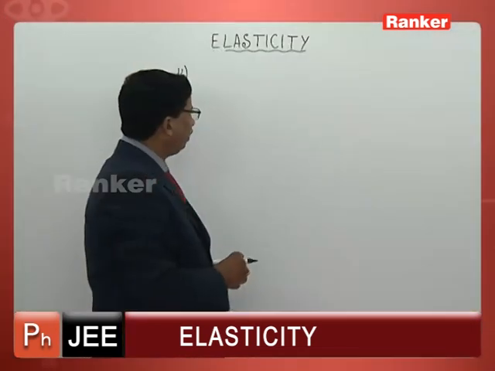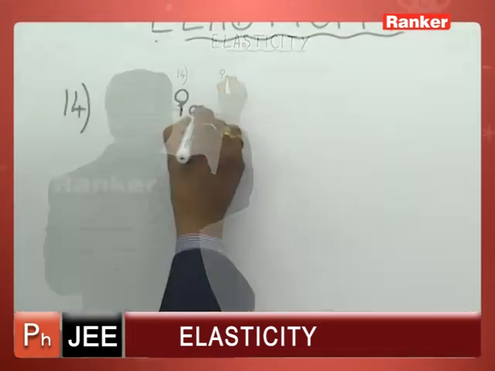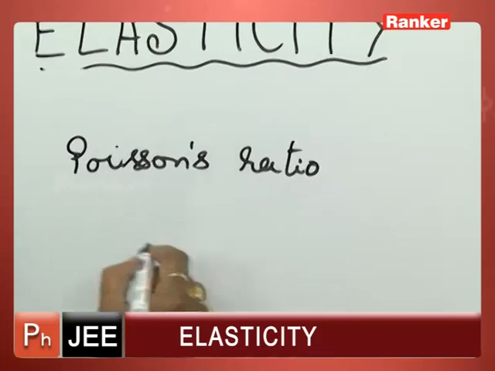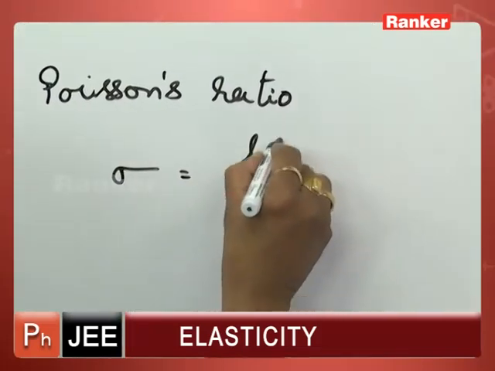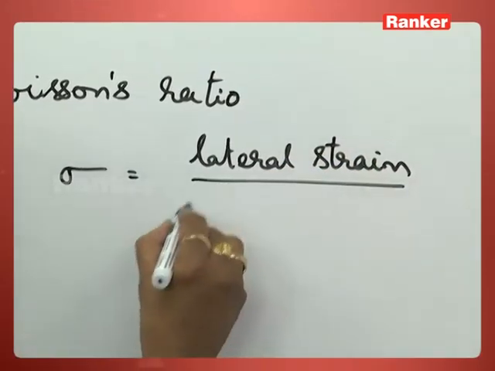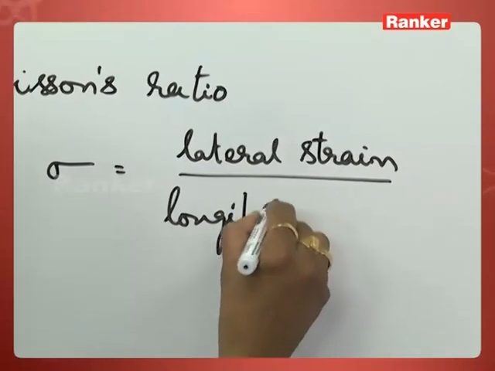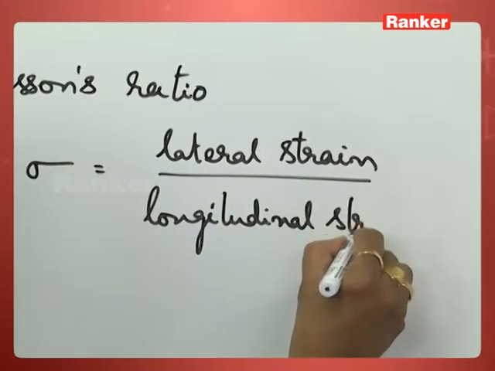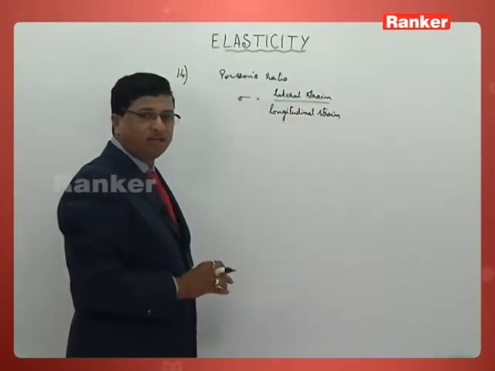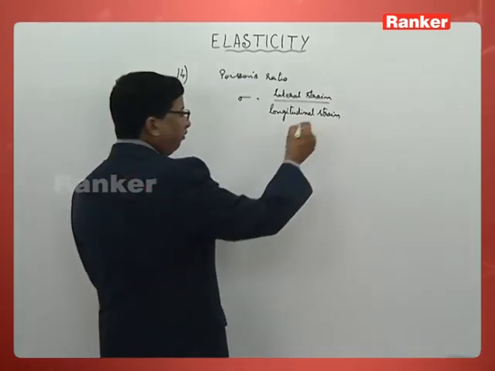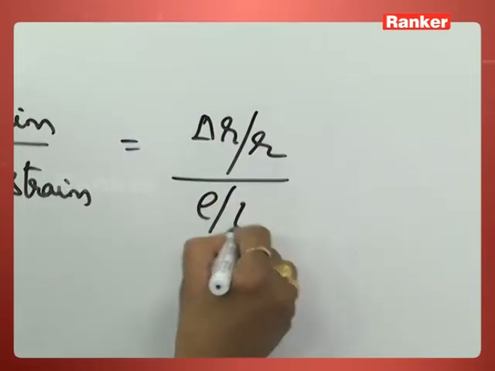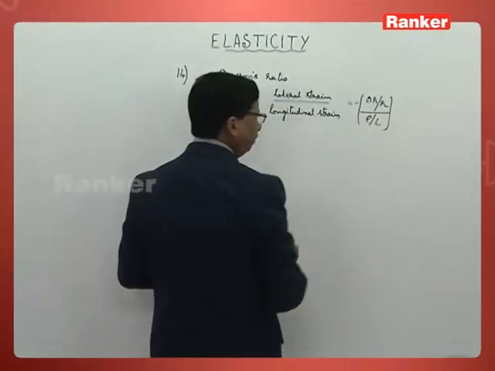In fact, what is this Poisson's ratio? We represent that one by sigma. It is lateral strain divided by longitudinal strain. In fact, that ratio we call it as Poisson's ratio. This by formula we write delta R by R divided by delta L by L with a negative sign.